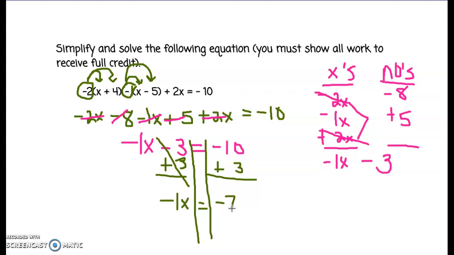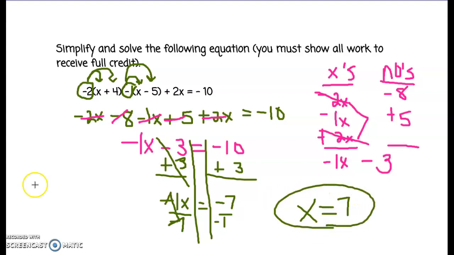But I haven't solved for x yet. I've only solved for -1x. So I still have to divide each side by a -1 in order to make it positive x. These are a fancy form of 1, -1 divided by -1. So I'm left with x equals, and a negative divided by a negative is a positive. 7 divided by 1 is 7. Bam, I'm done. Good luck with that question.